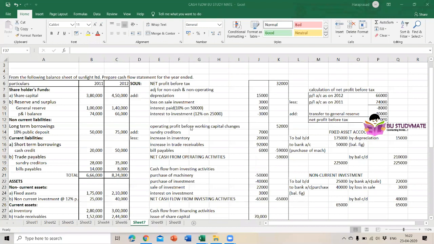And in the public deposit, what it has told is 10% public deposit. In the previous year, 50,000 is the amount of public deposit. So for this 50,000 rupees, we have to pay interest on that public deposit. So we have written here interest paid to the public deposit, 10% on 50,000 rupees.